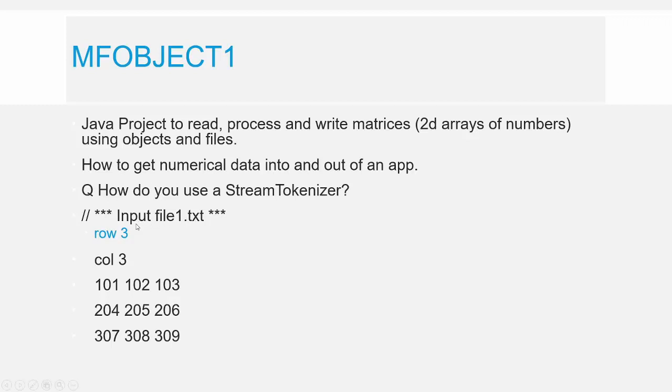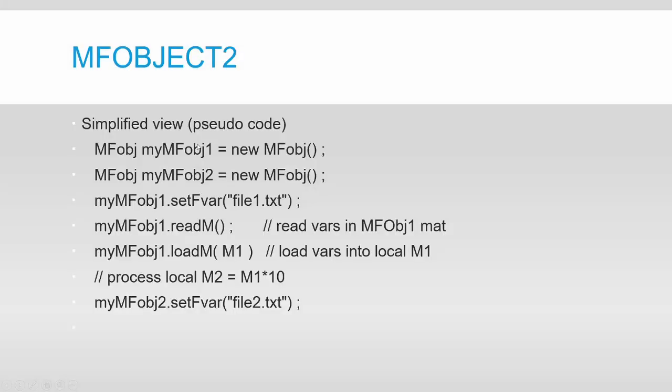This is an input file here in ASCII format. I'd like you to make a note of the text in blue. This is the pseudocode for the program. We create two objects, 1 and 2. We set a file var for the first object, and here we read data from the file into a matrix, and then within the object, and then from the object into M1, which is the local variable in the main program. We multiply all the elements of M1 by 10 and put them into M2.